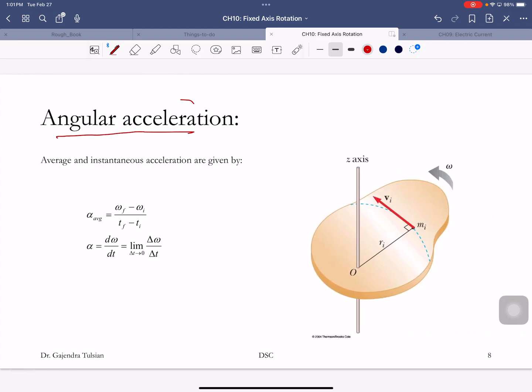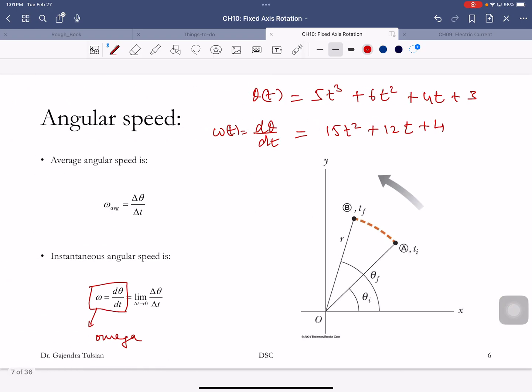When do you use the word acceleration? When the velocity changes. Right now it's angular velocity. If the velocity changes, then you have angular acceleration, and angular acceleration is denoted by alpha. So in our example, let me go back and grab our example.